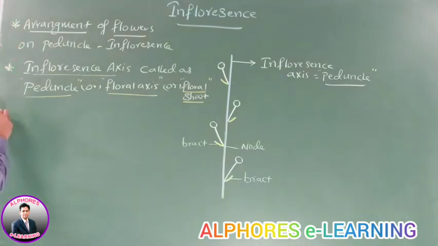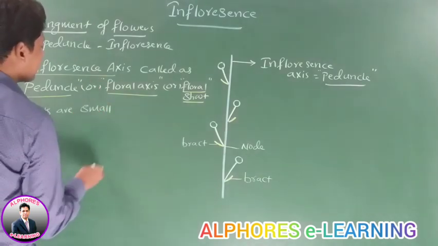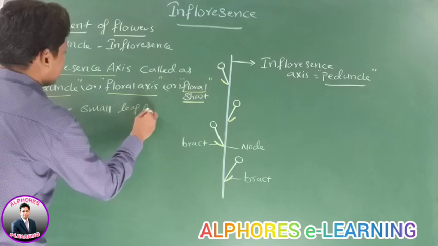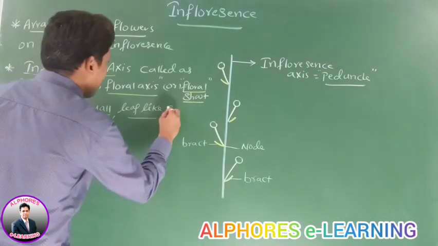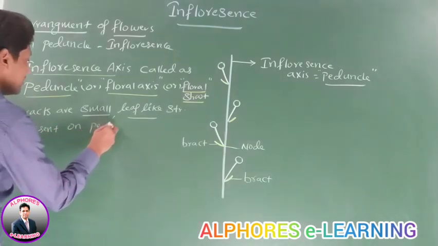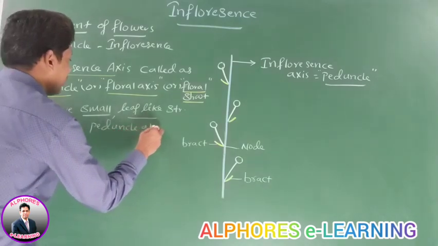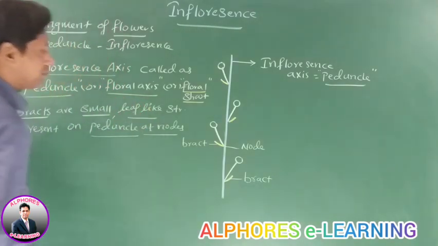Therefore, at the node on the peduncle, bracts are present. Bracts are small leaf-like structures present on the peduncle at nodes. Is this statement okay? Therefore, bracts are small leaf-like structures. Where are they present? On the peduncle, at nodes.